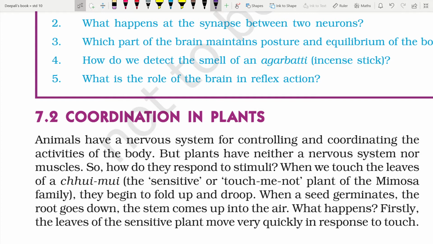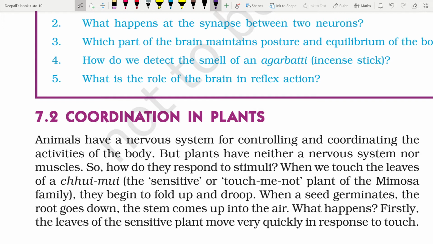Isn't it surprising and strange? Yes, they do. When a seed germinates, the roots go down and the stem comes up into the air. Who does this? How does it happen?